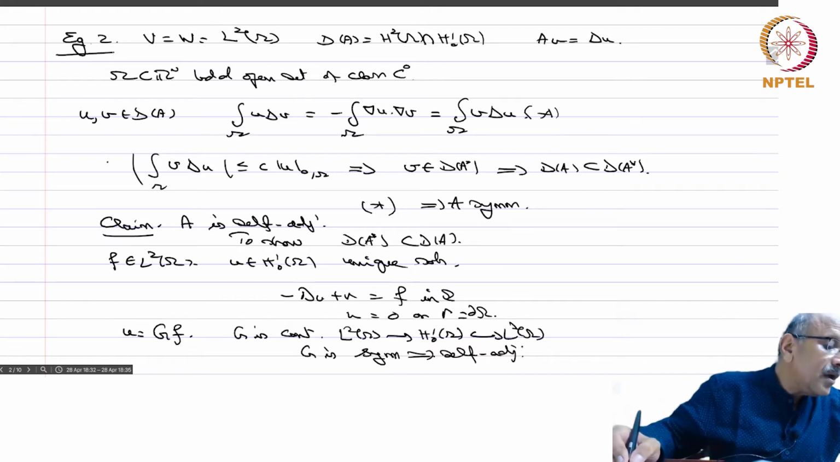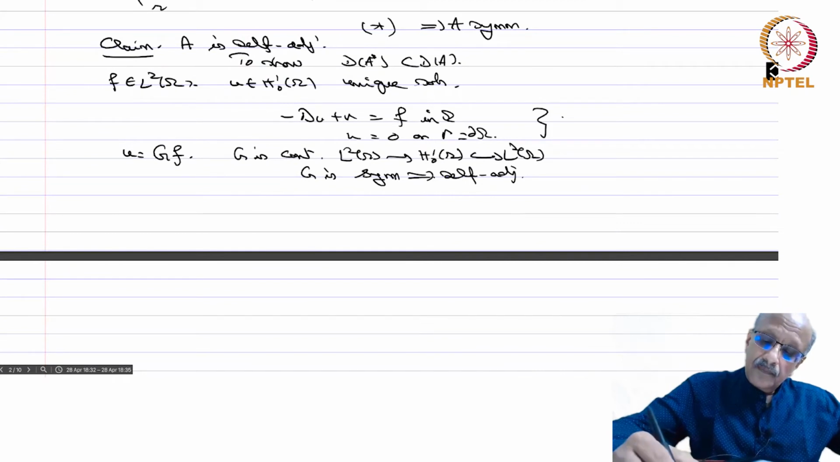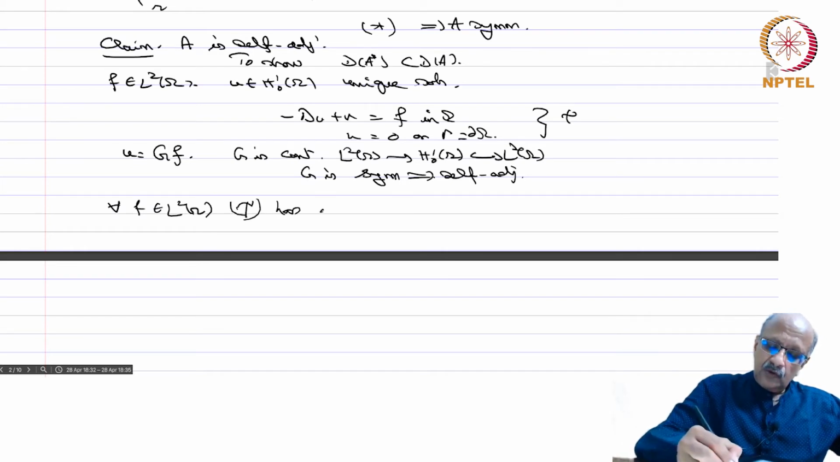Okay. Now, for every f in L2 of omega, the problem has a unique solution.